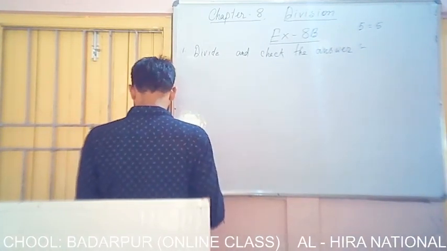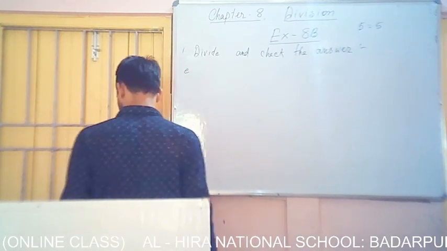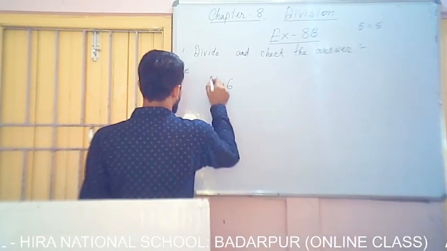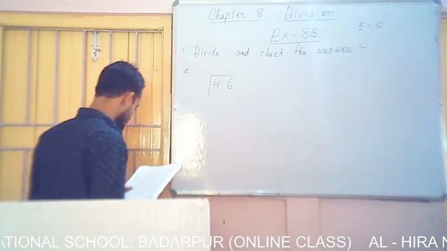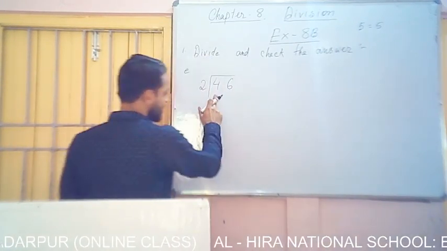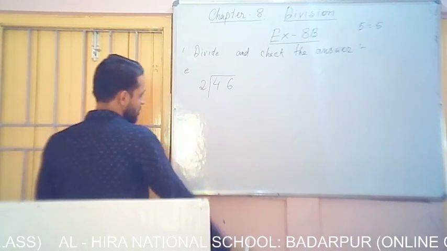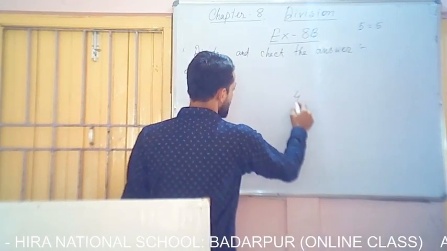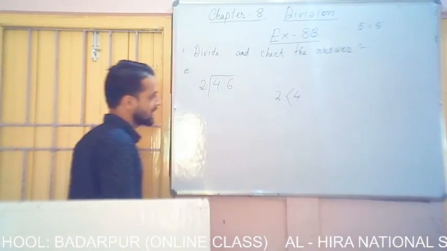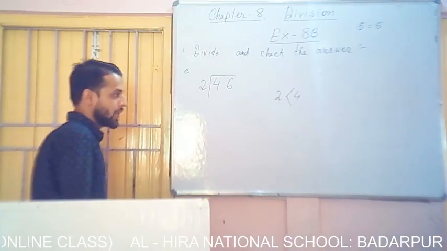Now question number E. Question number E is 46 divided by 2. Here 4 is in the tens place, 6 is in the ones place. Here 4 is greater than what? 2. Yes or not? 4 is greater than 2. That means we can divide 4 by 2.